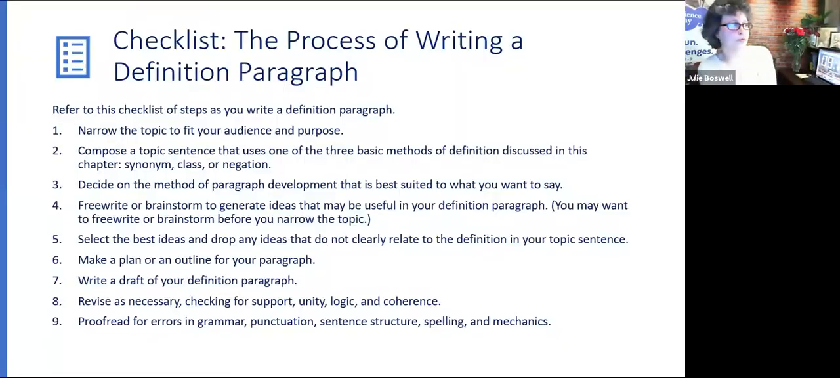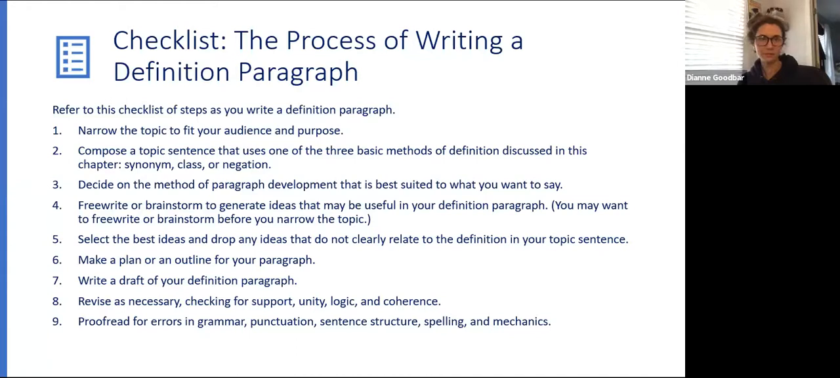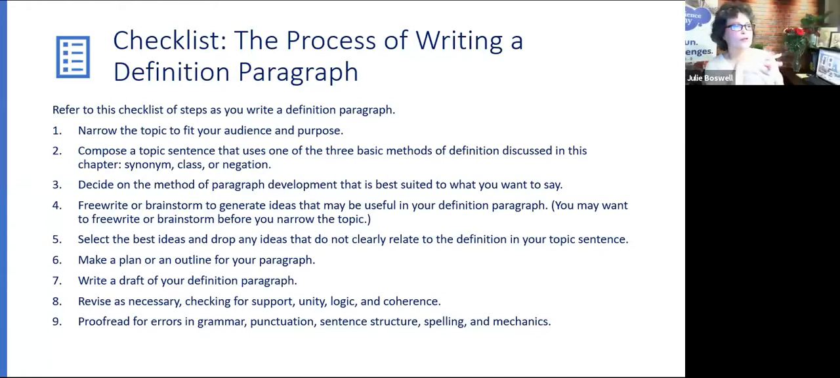Here's a checklist for the process of writing a definition paragraph. There's a whole process. First, you're going to narrow your topic to fit your audience and your purpose. Then you're going to come up with a topic sentence that uses one of the three basic methods of definition used in this chapter: synonym, class, or negation. You're going to decide on the method of paragraph development that's best suited to what you want to say. And then you're going to free write or brainstorm to generate ideas. You may want to free write or brainstorm before you narrow the topic.